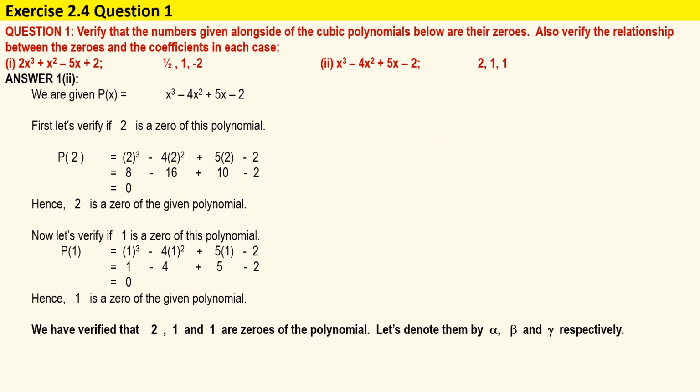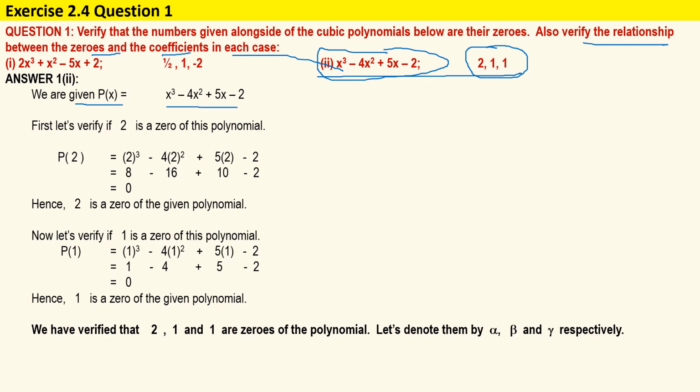Now let's do question number 1, part number 2. We are given this polynomial and we have to first verify whether these three numbers are its zeros or not, and then we shall verify the relationship between the zeros and the coefficients of this polynomial. So we denote the given polynomial by p(x) equal to x cubed minus 4x squared plus 5x minus 2. And let's first verify if 2 is a 0 of this polynomial.